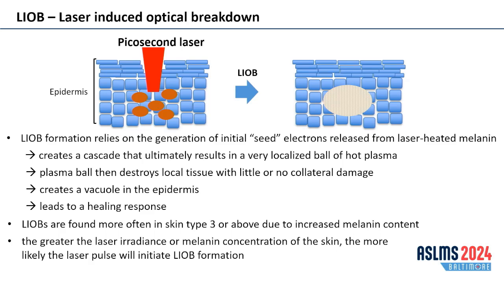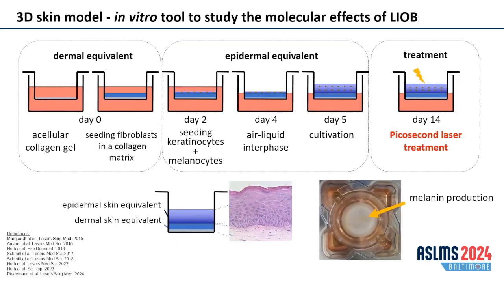Former in vivo studies have already shown that in addition to the laser settings, the content of melanin in the skin influences the formation of LIOB. That means that the greater the laser radiance or melanin concentration of the skin, the more likely the laser pulse will initiate LIOB formation. So for this reason, we developed new 3D skin models containing melanocytes.